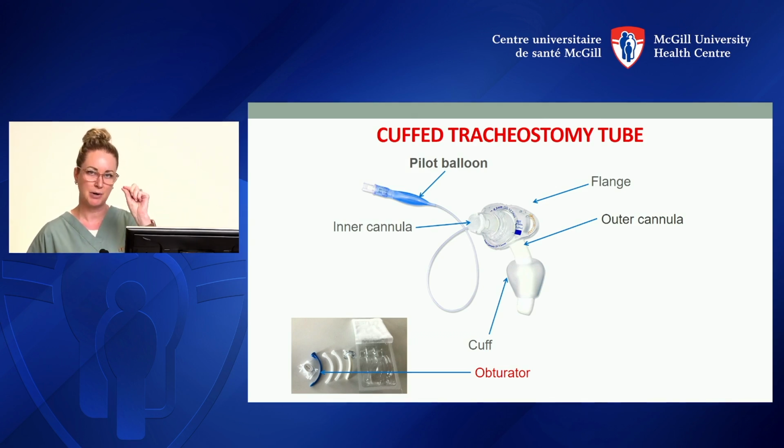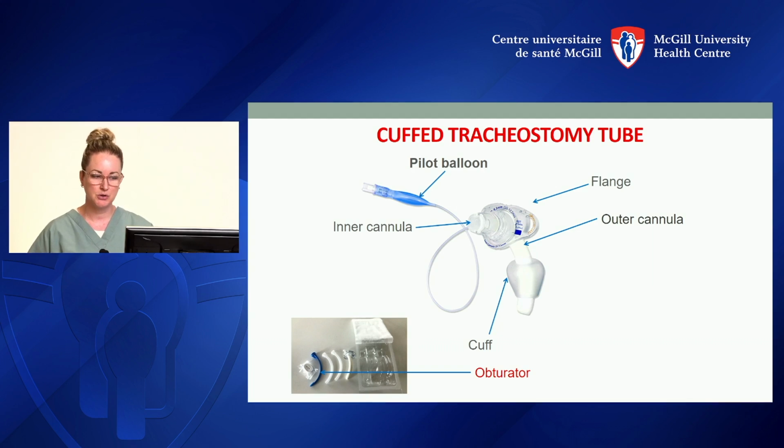So you can just test the pilot balloon on the outer part of the tracheostomy tube between your fingers, and that's a subjective sign that the balloon inside, which you won't see, it's on the tube inside the patient, is also inflated. So you'll see the pilot balloon, the flange, the outer cannula, the cuff, which is the balloon inside the trach that you won't see, and also the inner cannula.